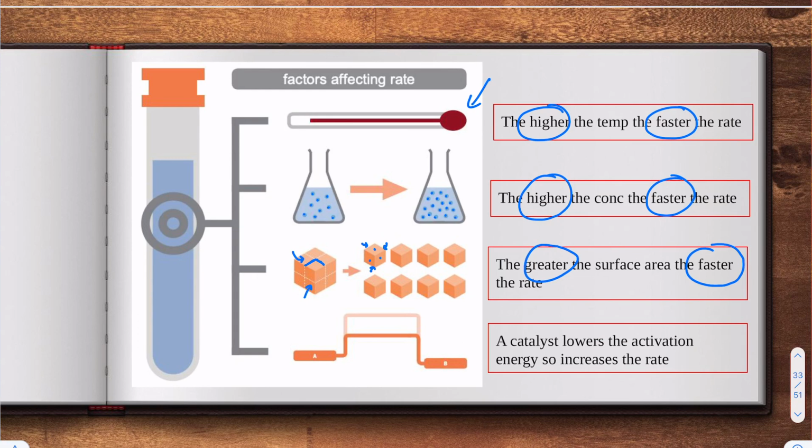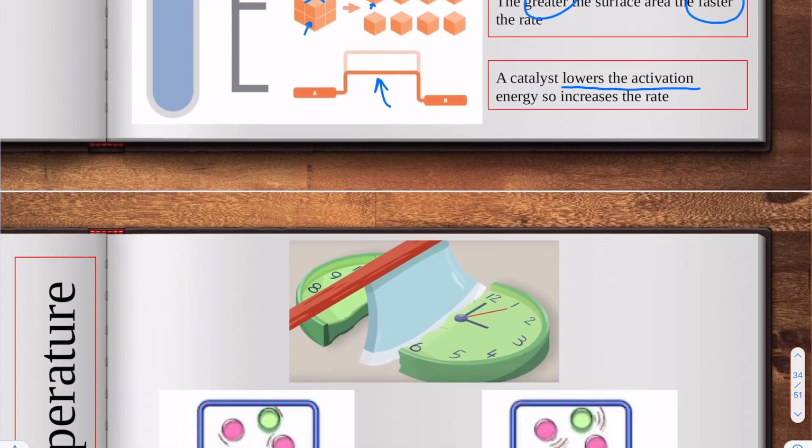And then of course, a catalyst lowers the activation energy but is not itself used up, and you can imagine that that's going to increase the rate of reaction because I don't have to put in as much energy for a collision to happen. So I get more collisions here that are at or above the activation energy. So a catalyst lowers the activation energy to make it easier for the particles to react.